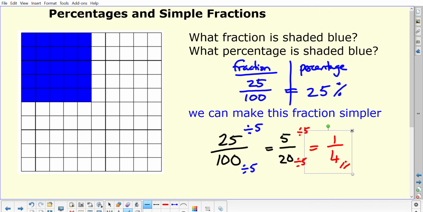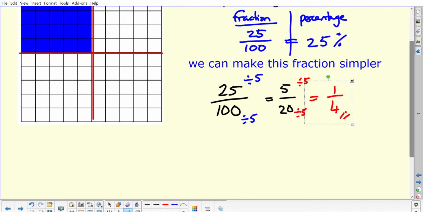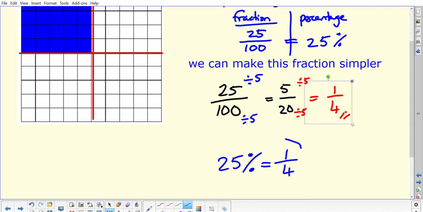But you may have been able to see that anyway from the diagram, that we could have split it up like that, so that we've got 25 boxes in each corner, and therefore our 25% is the same. So what we can write down is that 25% is the same as 25 out of 100, but it's also the same as a quarter.